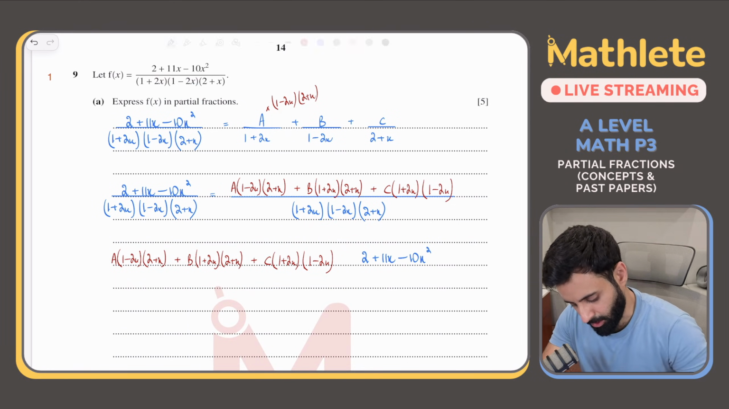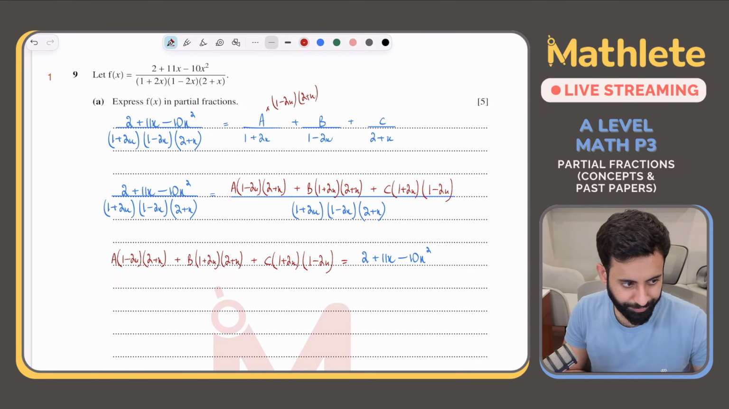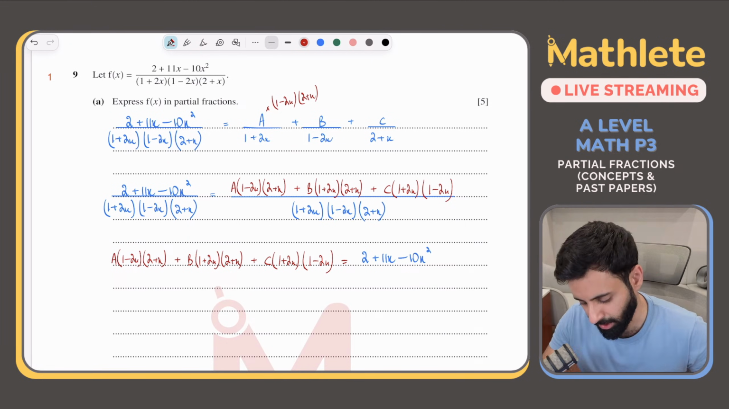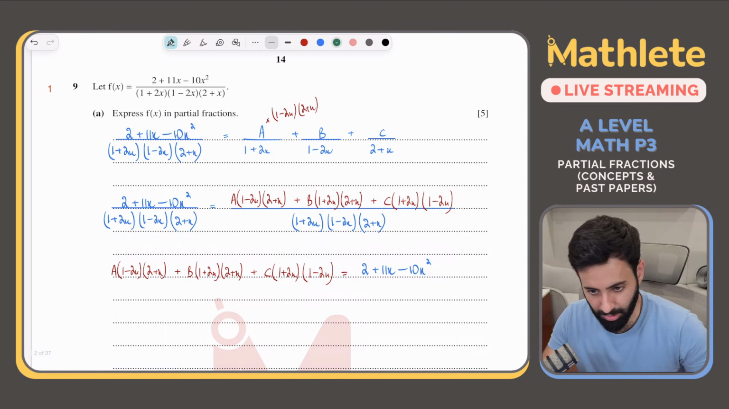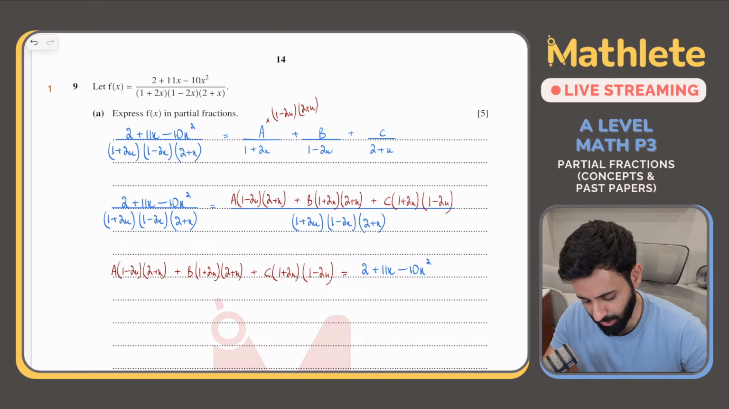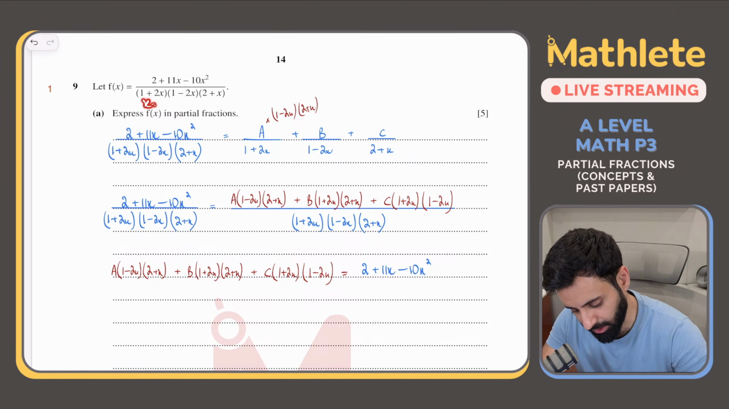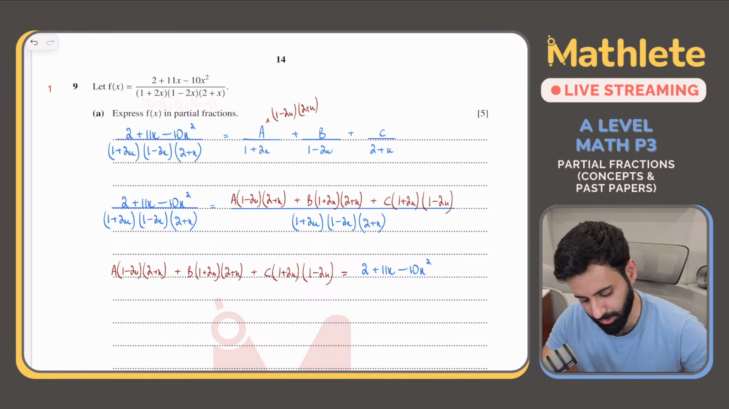So we have two options: comparing coefficients, or we can plug in values. Obviously, we're going to plug in values. Now if I equate the denominator to 0, there are three values of x that we can substitute. Our job is to one by one make a fraction 0. So we can substitute x equals minus half, x equals half, and x equals minus 2. These are the values one by one that I'm going to substitute.